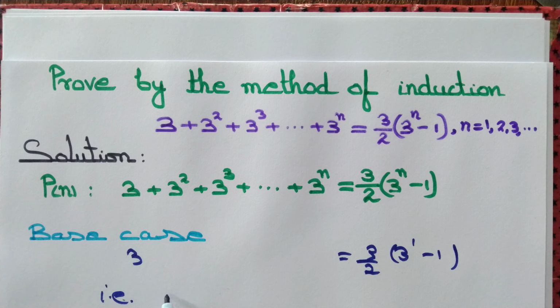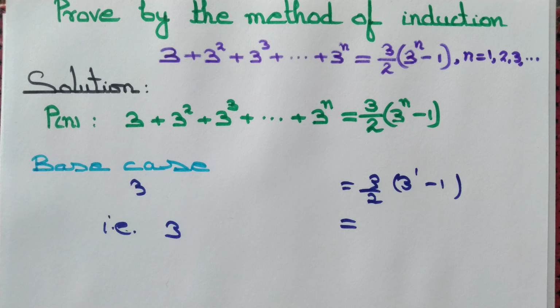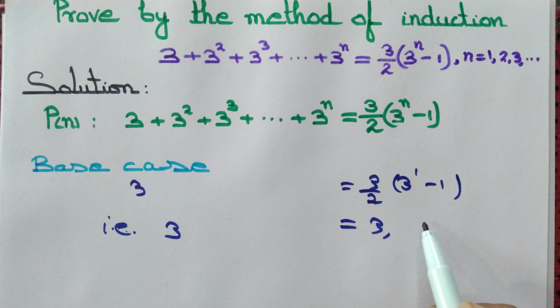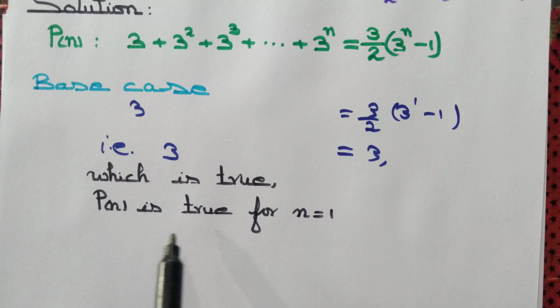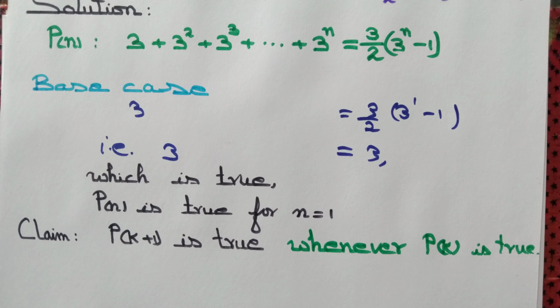That is 3 equal to 3, which is true. The base case. In other words, Pn is true for n equal to 1. Now we need to show that Pk plus 1 is true whenever Pk is true. Next, we want to obtain a cycle that says that Pk plus 1 is true whenever Pk is true.